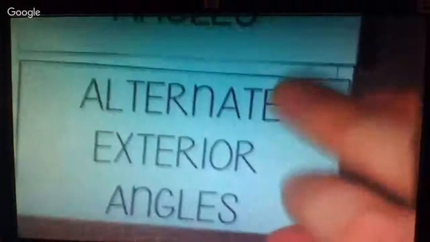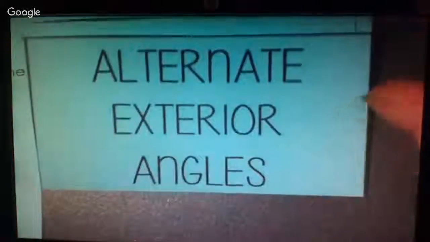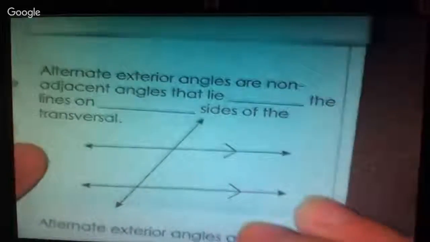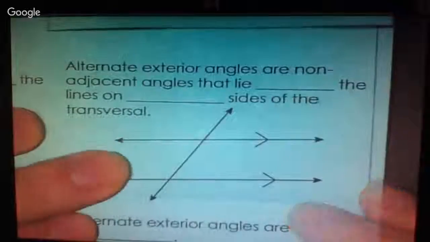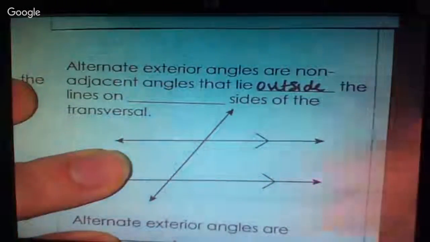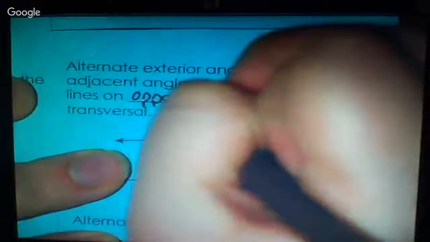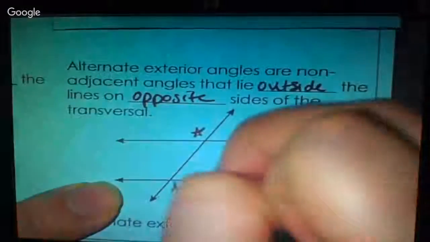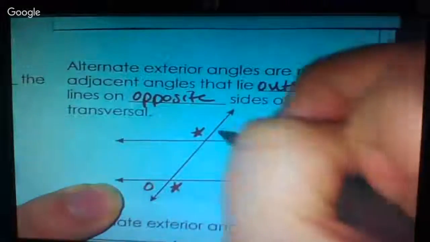Okay, let's scooch over to the right. Two more and we're done. Alternate exterior angles. So we're still alternate, so one has to be on one side of the transversal, one has to be on the other side. But now we're exterior, so we're outside the parallel lines. So these are non-adjacent angles that lie outside the lines on opposite sides of the transversal. So for instance, here and here, or here and here.